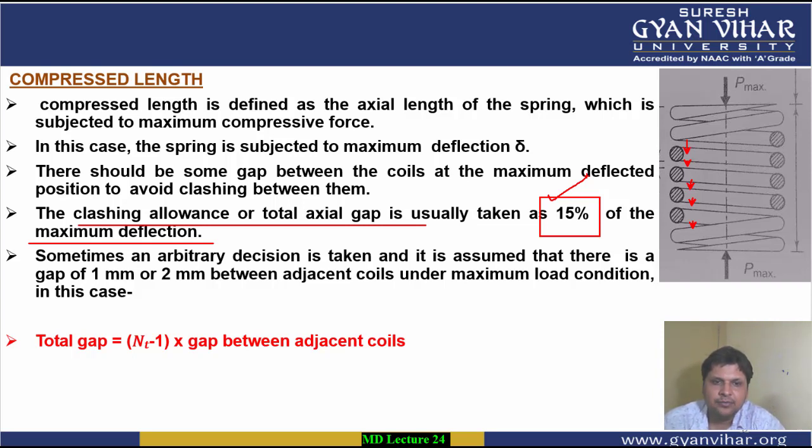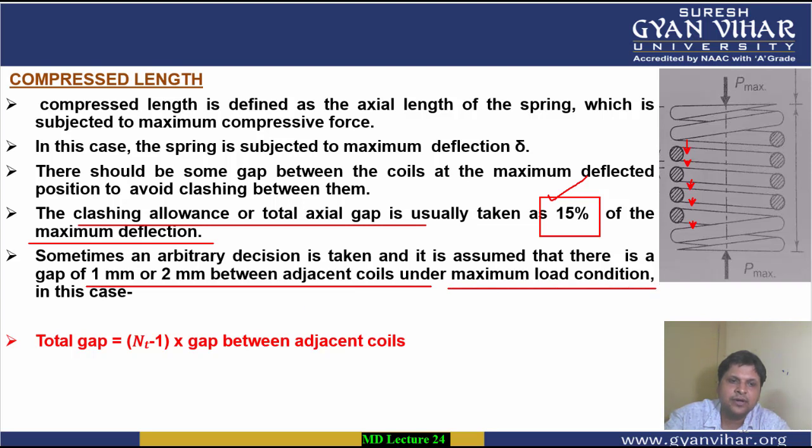All right. Sometimes an arbitrary decision is taken and it is assumed that there is a gap of 1 mm to 2 mm between adjacent coils under maximum load condition. If it is not given in the question what the gap between each of the adjacent coils is, generally we take a 1 mm to 2 mm gap between the adjacent coils under maximum load conditions.